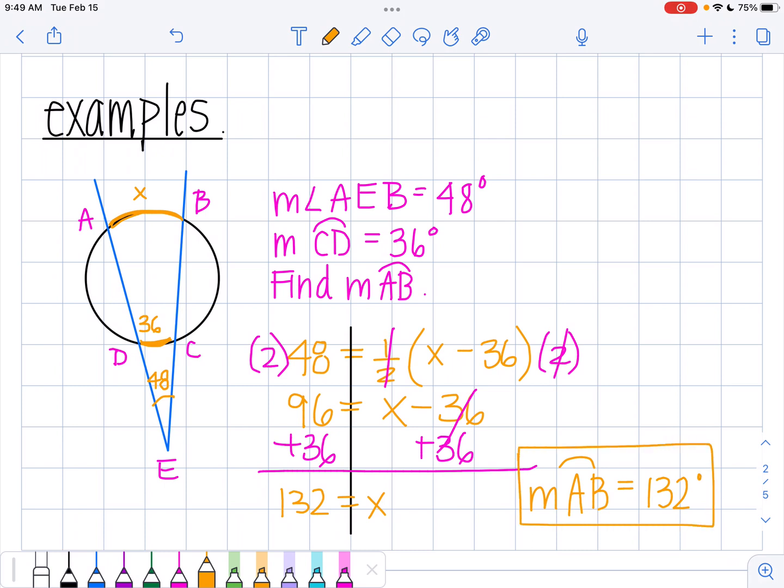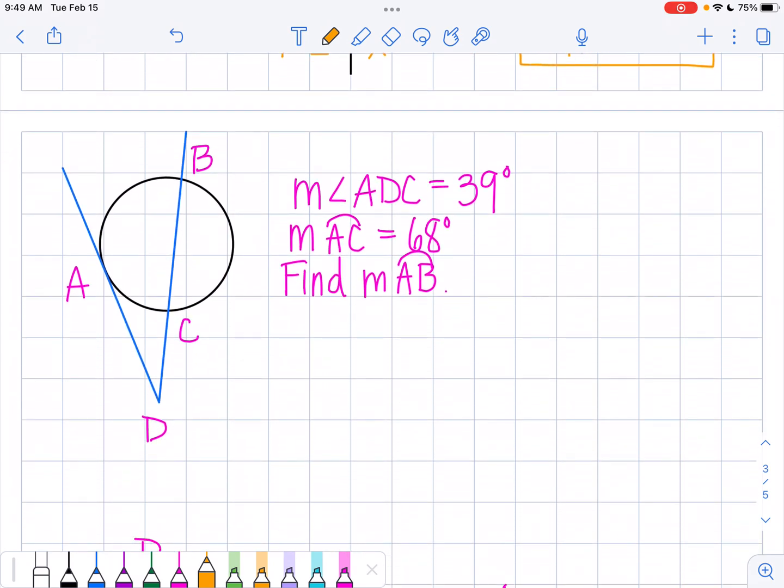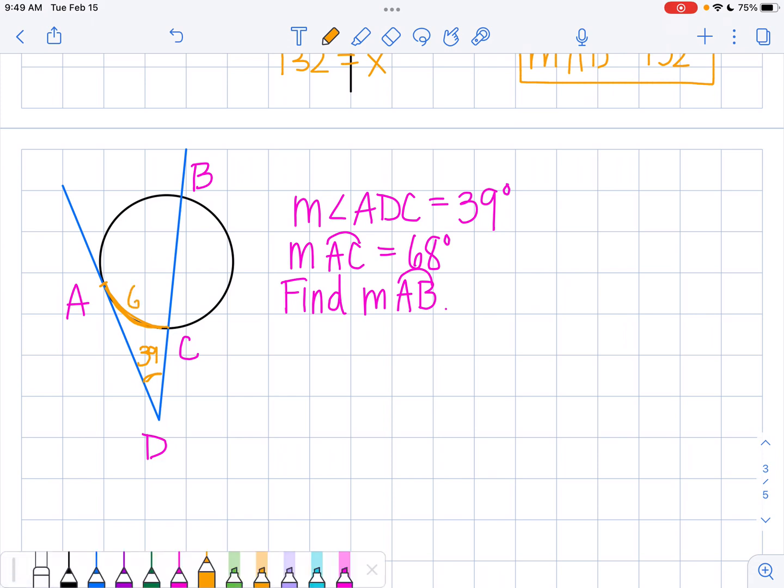Okay, let's do another one. This one is a tangent line and a secant line. It says the measure of angle ADC, this angle right here, is 39. My arc AC, from here to here, is 68. Find the measure of arc AB. So they want me to find this one right here. We're going to call this x.